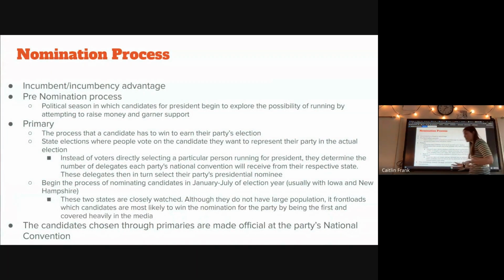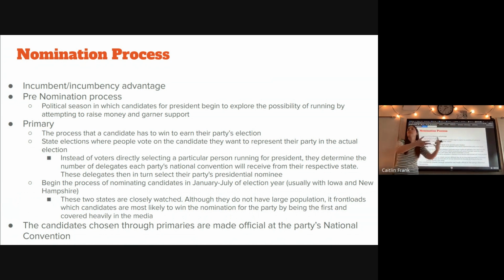Then we have the election process. So nomination, how to get the Democratic and Republican candidate. We're in this process right now, have been in it since January. We are currently in the primary process. Although at this point, we've had enough primaries that we know who the candidates will be when the national conventions pick them this summer, Joe Biden and Donald Trump. So we know the candidates, but they're not actually official.